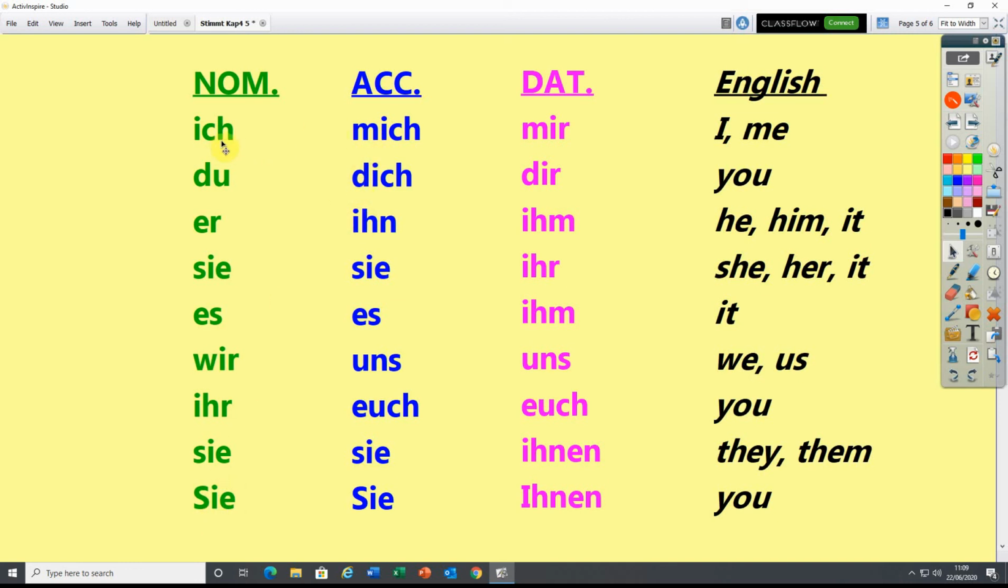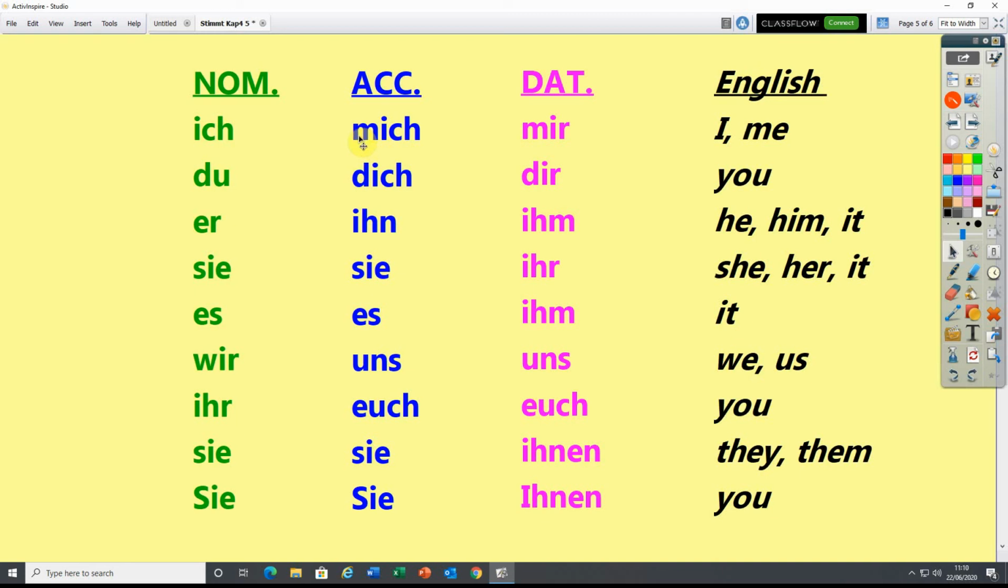So if we have a look across at the ich, I think it's always a good idea to learn these going across. Ich, mich, mir, du, dich, dir, er, ihn, ihm, sie, sie, ihr, es, ihm, wir, uns, ihr, euch, sie, sie, ihnen, sie, sie, ihnen. If you remember that little chant, it'll help you to remember them all. So ich means I, but mich and mir mean me. And notice, obviously, you'll see there's quite a few similarities here with English.